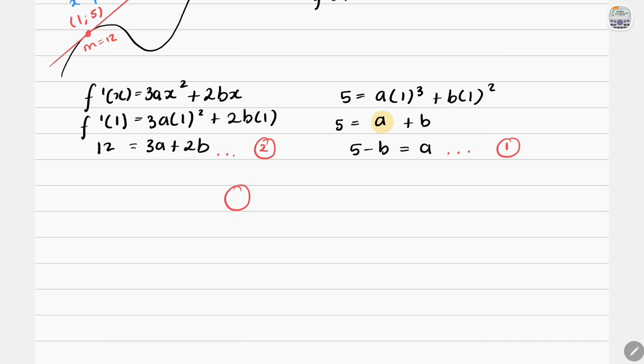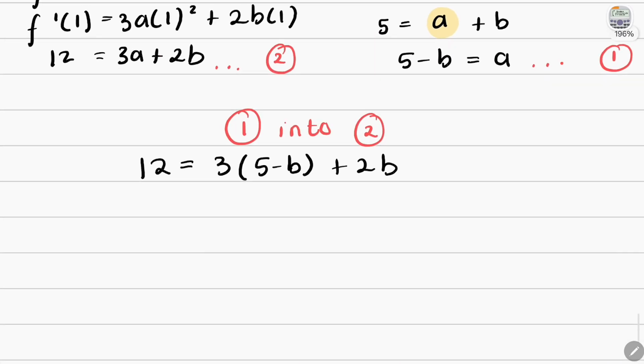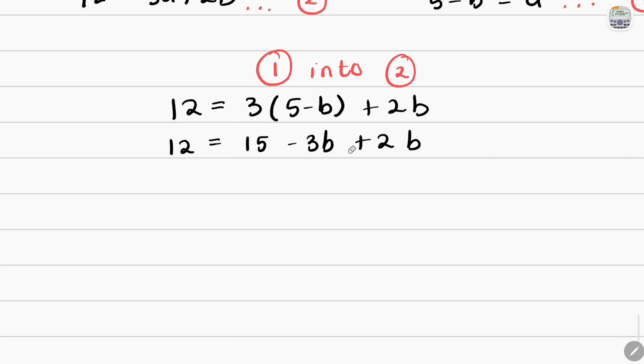So we're going to substitute equation 1 into equation 2 so that we can solve for b first. So this is now 12 is equal to, and wherever you see a in equation 2, you substitute 5 minus b. So 12 is equal to 3, and then there's a. So that's 5 minus b plus 2b. Okay, and let's simplify further. So 12 is equal to, and we'll distribute. This is 15, and then minus 3b plus 2b, and these would add. So 2b minus 3b is negative b.